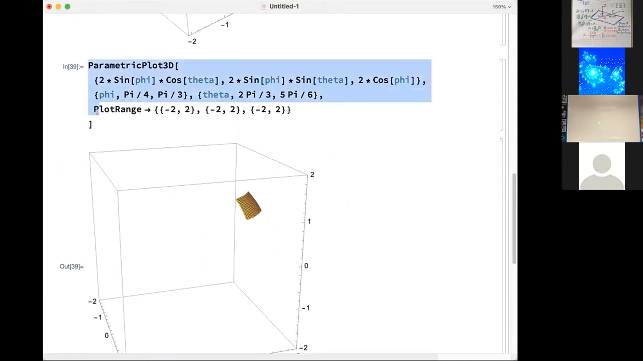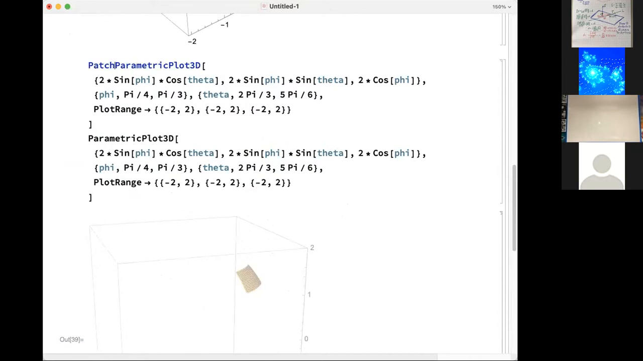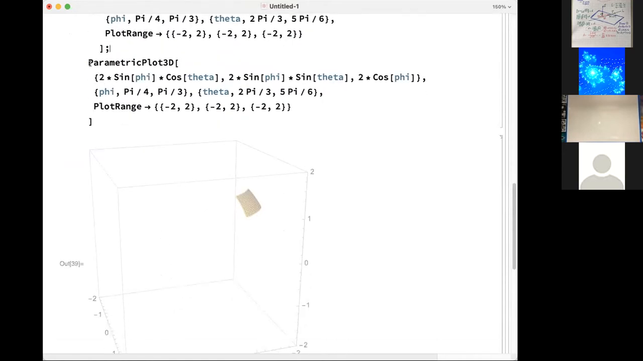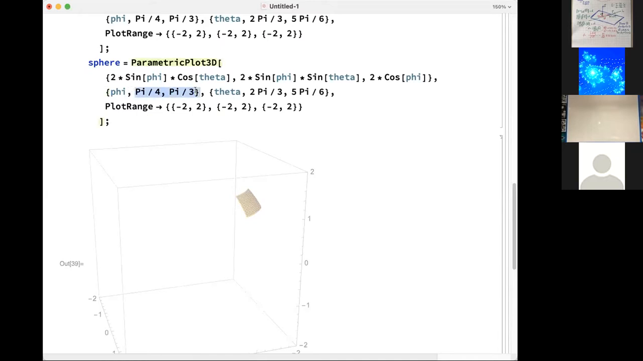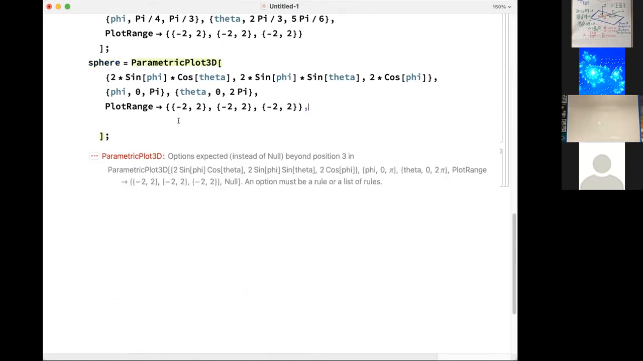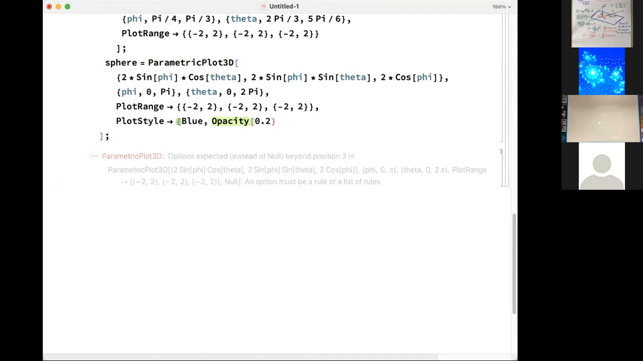Now if I wanted to emphasize that, let's show a clever way to emphasize that. Let's call this thing that I did the patch, and let's suppress output. And let's call this the whole sphere, and let's suppress output. But let me go back to my whole sphere, which is 0 to pi and 0 to 2 pi. Got it? And now let's do another decoration on this whole sphere so I can see the difference. Whoops, bad comma, sorry. Let's do PlotStyle. Notice the capitalization that's required here. So Mathematica prompts you. And let's say the plot style will be both blue and transparent. Blue with opacity of 0.2. Let's try it out and see if we like it.